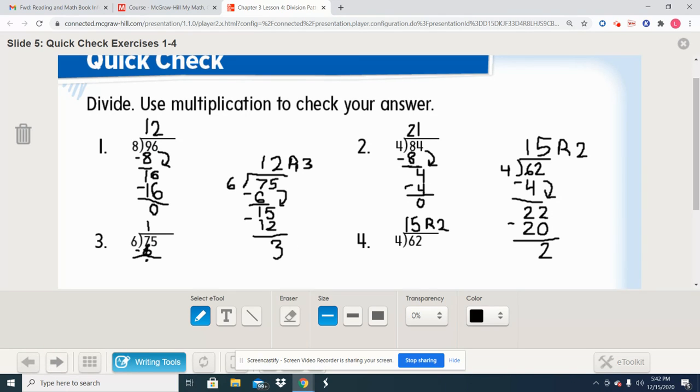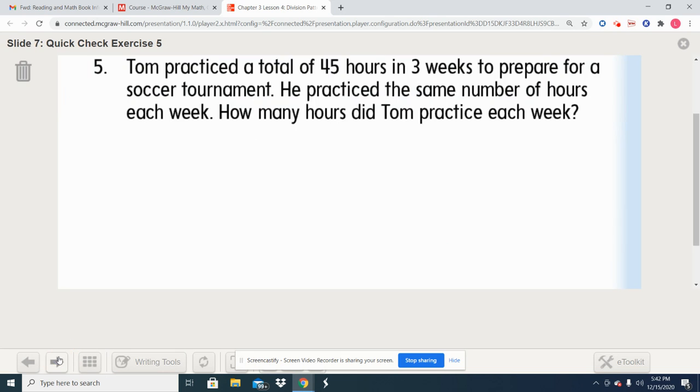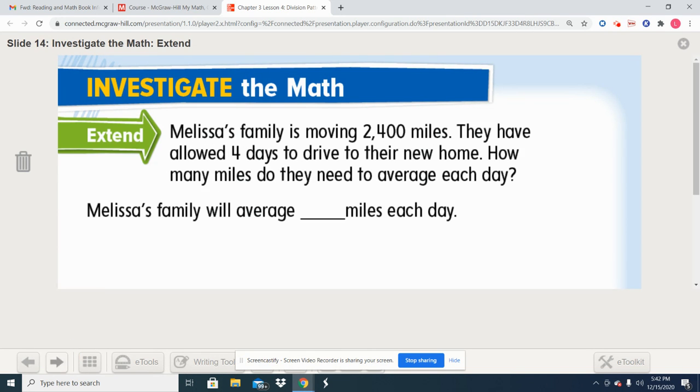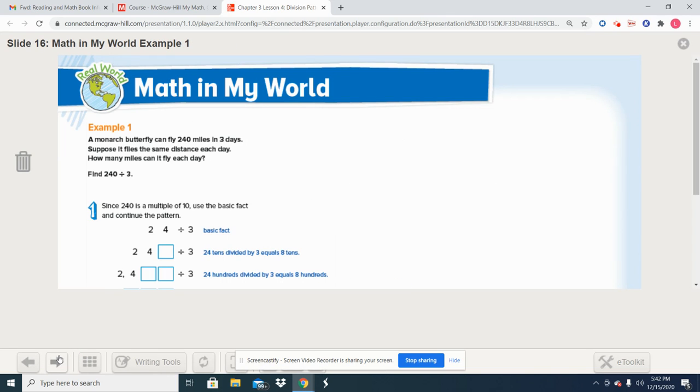Okay, now moving on to lesson 4 on division patterns. You can either answer these questions in your book or you can fill out the Google Slides.